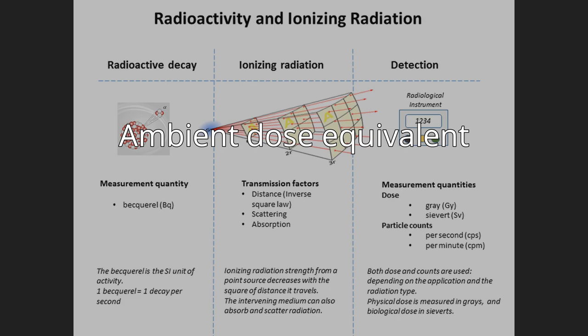Ambient dose equivalent. This is used for area monitoring of penetrating radiation and is usually expressed as the quantity H*10. This means the radiation is equivalent to that found 10 mm within the ICRU sphere phantom in the direction of origin of the field. An example of penetrating radiation is gamma rays.